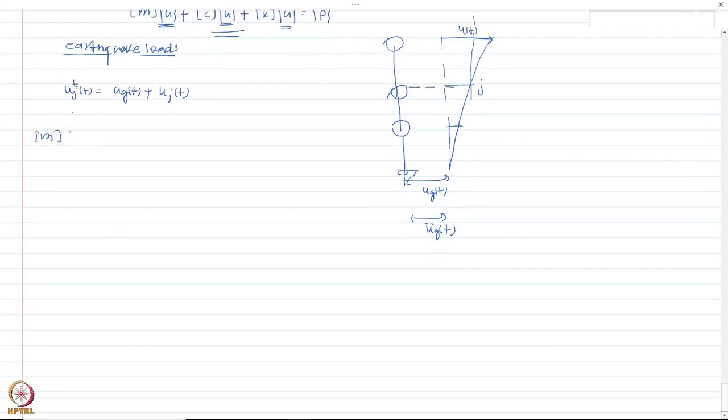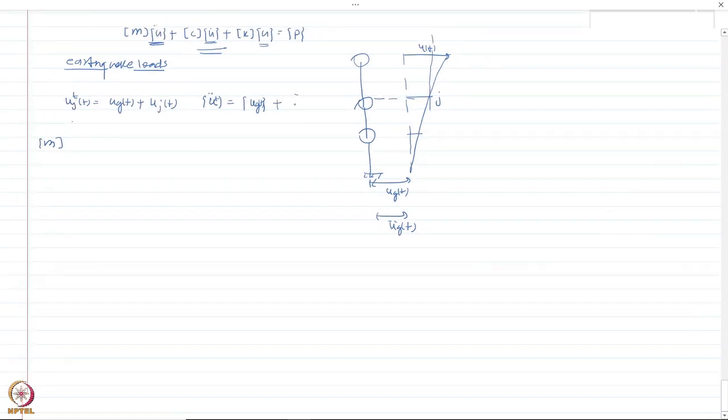Okay, so let me just write down that. In terms of vector representation, this can be written as, let us say vector u, I am writing down for acceleration, ut is equal to ug, which is basically a vector of the same quantity throughout in a column. And then I have the relative displacement vector u1, u2, u3. Because I have the same quantity ugt, I can write this as a unit vector. It's not a unit matrix. Just keep in mind, this is a unit vector times ug double dot t, plus u of t.